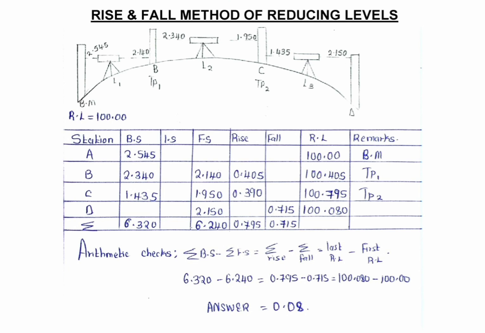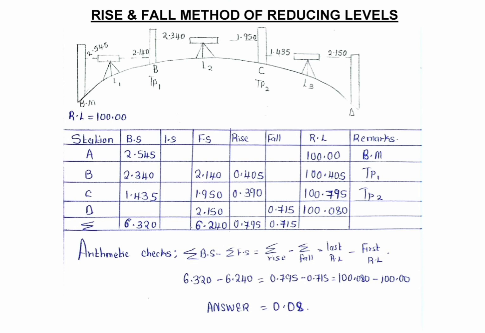Today we are going to learn about the rise and fall method. The rise and fall method is one type of method that is used in the calculation of reduced levels. According to the example that I have given above, you are going to see some of the basic concepts that you will have to note down.